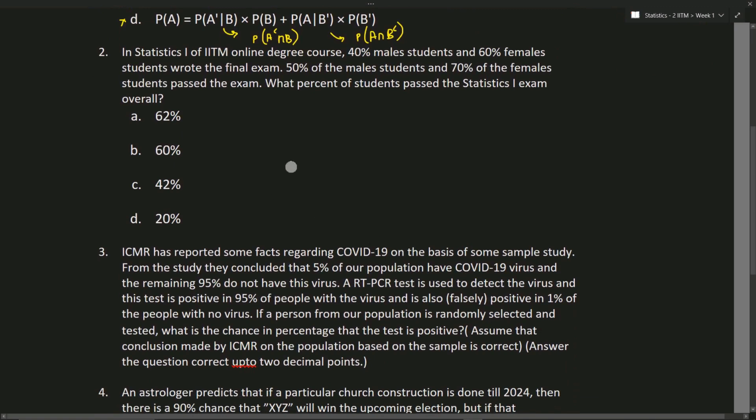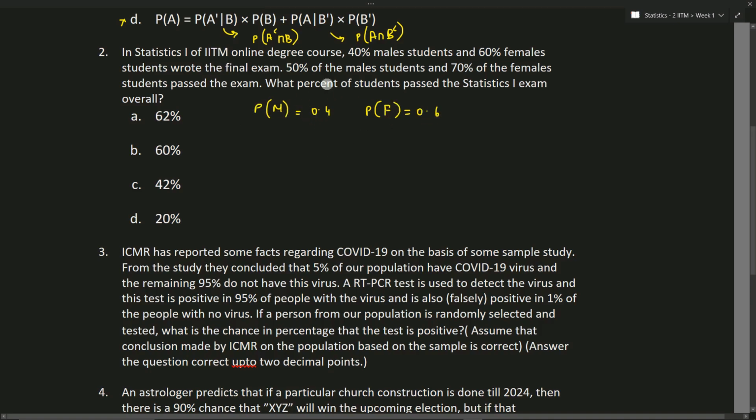Second one: in Statistics 1 of the IITM online degree course, 40% of the male students and 60% of the female students wrote the final exam. So they have given probability of male is 0.4 and probability of female is 0.6. If we choose a random student of IIT Madras, the probability that he is a male is 40%, and the probability that the student is female is 0.6.